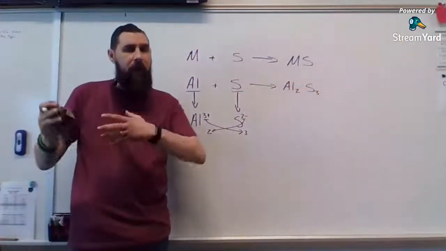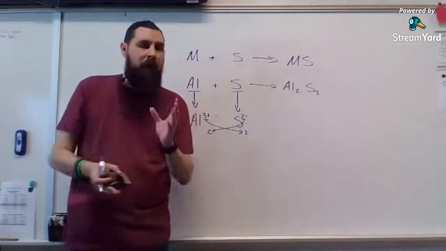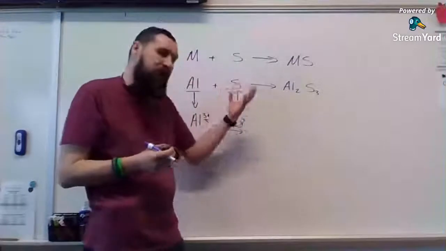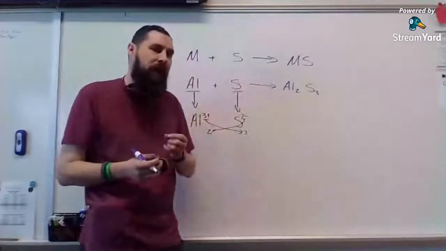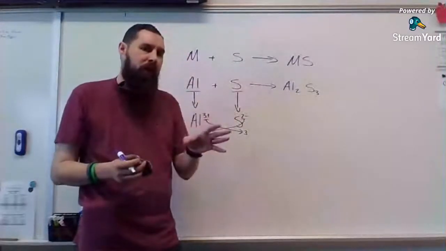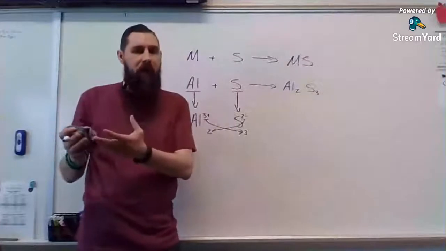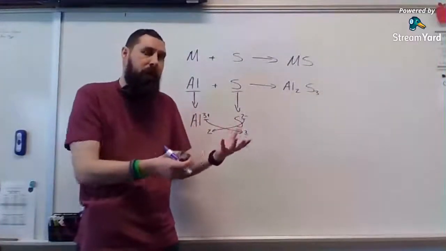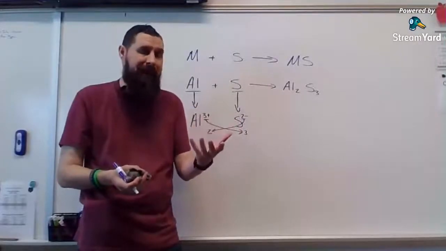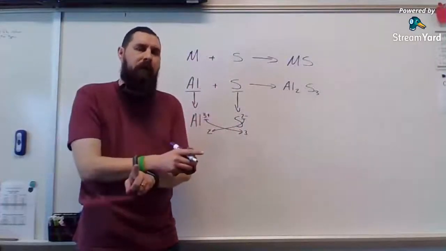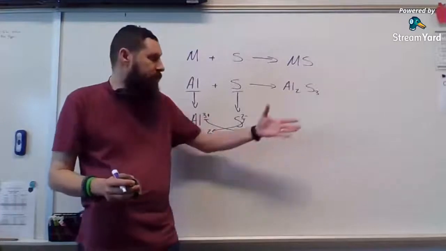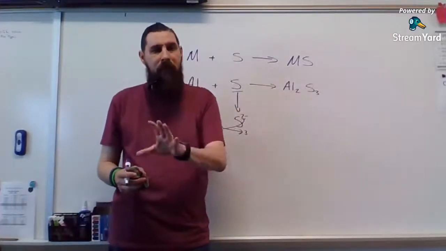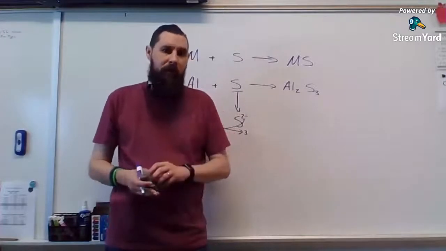So that's synthesis with oxygen or with sulfur. And what I'm hoping you notice is that we carry out the exact same process, whether it's with oxygen or with sulfur. We're finding the charge on the metal component, finding the charge on oxygen or sulfur, which in both cases are a 2 negative, and we're crossing down those charges to get our subscripts on our product formula. So that is synthesis with oxygen or with sulfur.